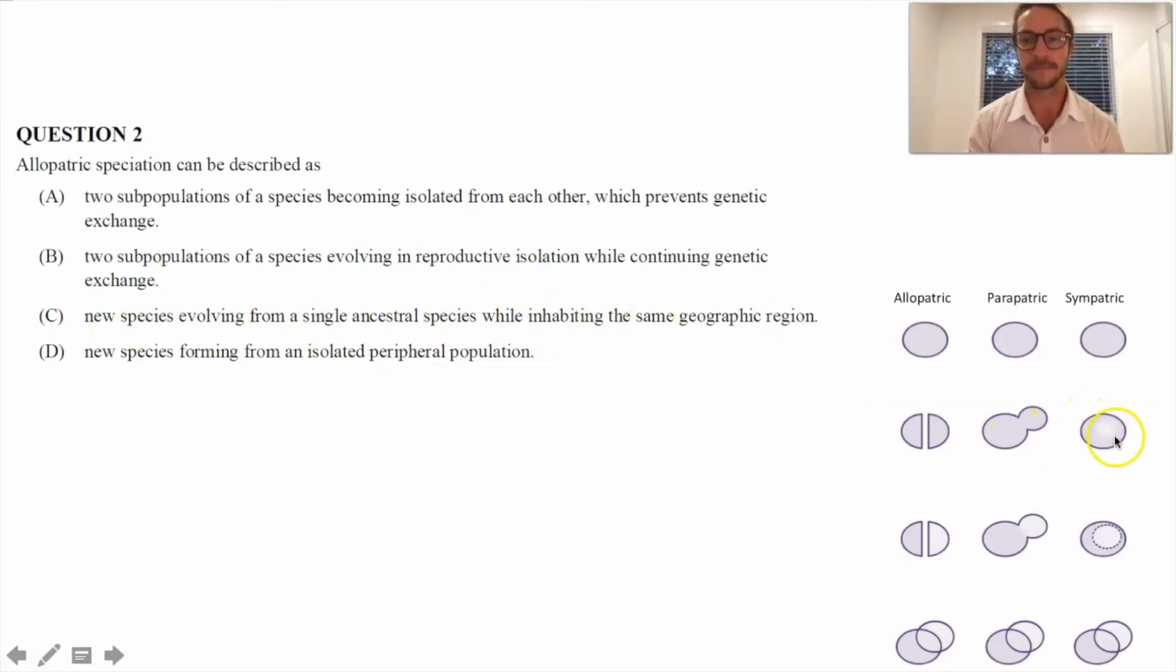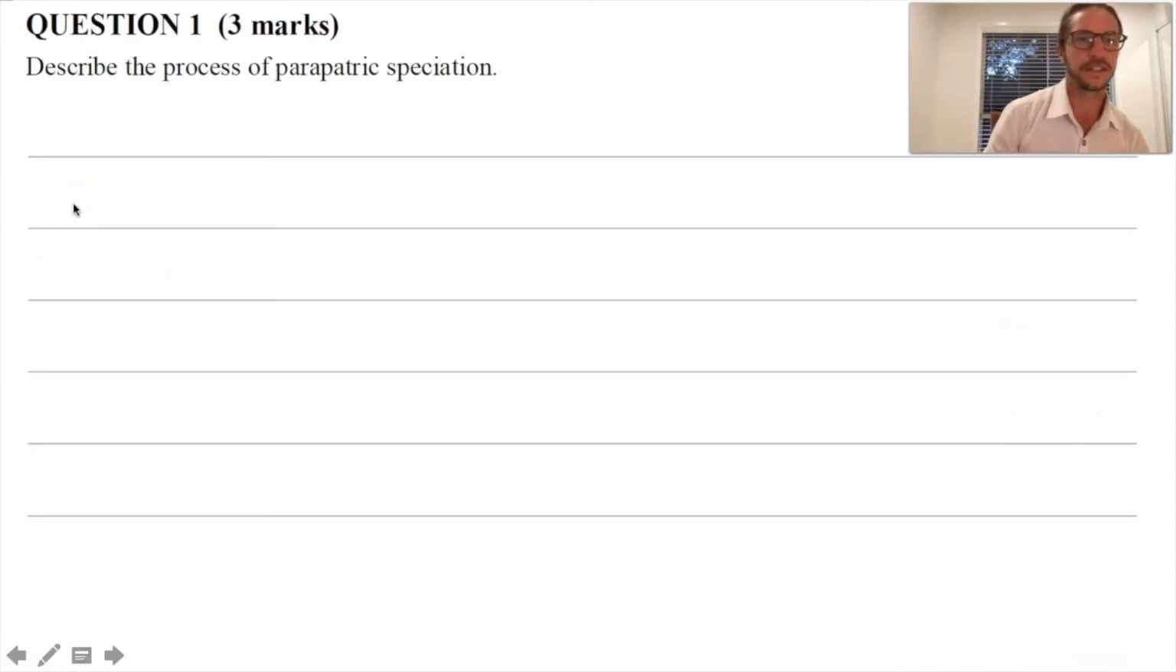That sounds like sympatric to me. They're definitely two distinct areas here. Or is it D, a new species forming from an isolated peripheral population? That sounds like parapatric to me, so the answer is D. Oh, sorry, the answer is A. A. Okay, next question.